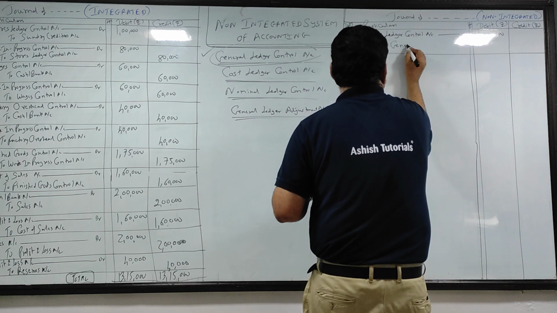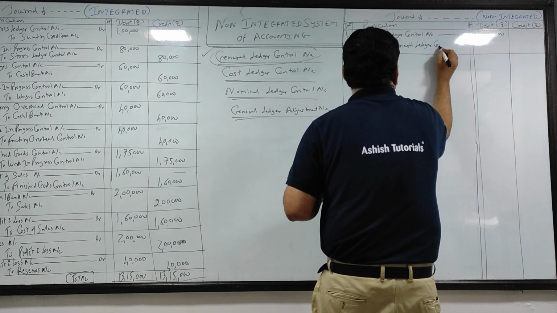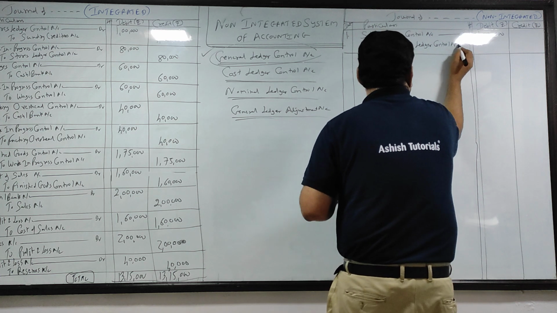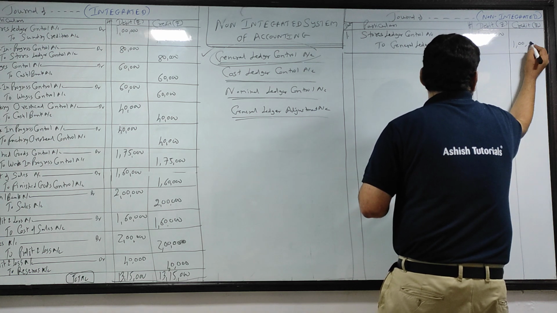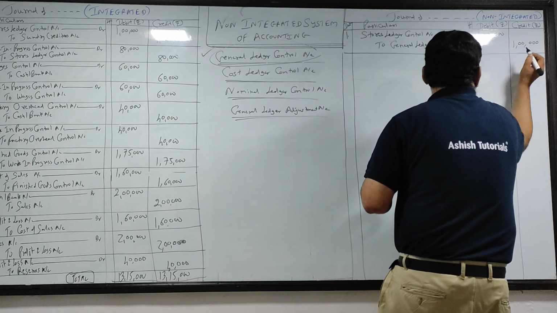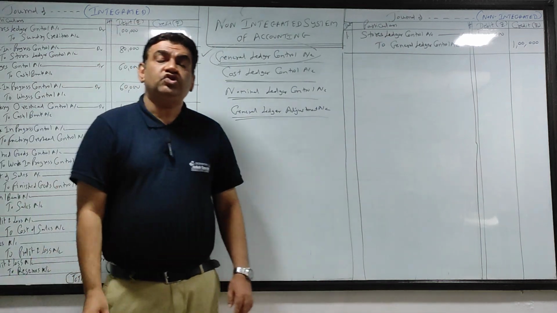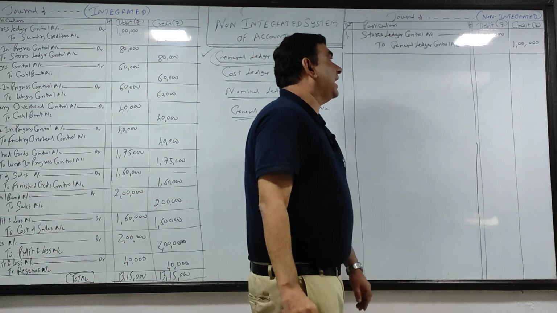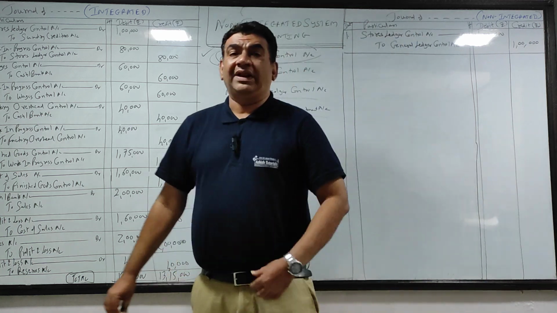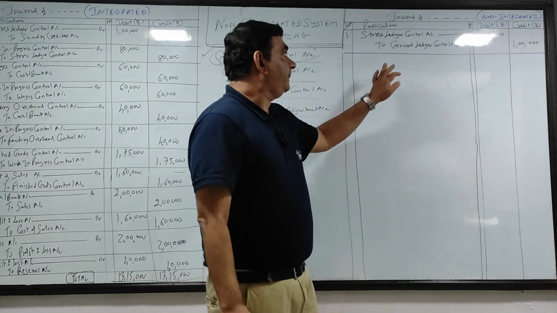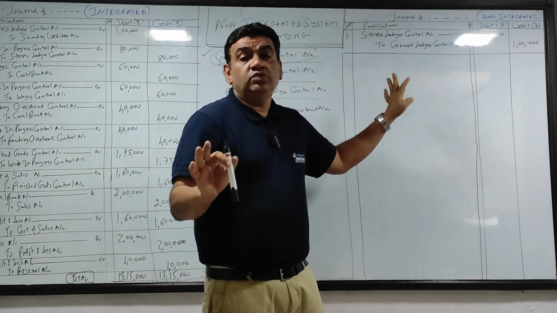So here it will be general ledger control account. So store ledger control account debit 1 lakh to general ledger control account 1 lakh. Store ledger control account debit 1 lakh to general ledger control account 1 lakh. Clear with this? Store ledger control debit 1 lakh to general ledger control.